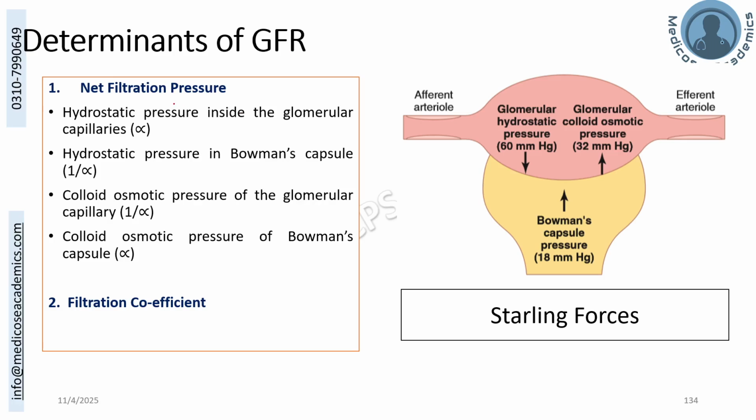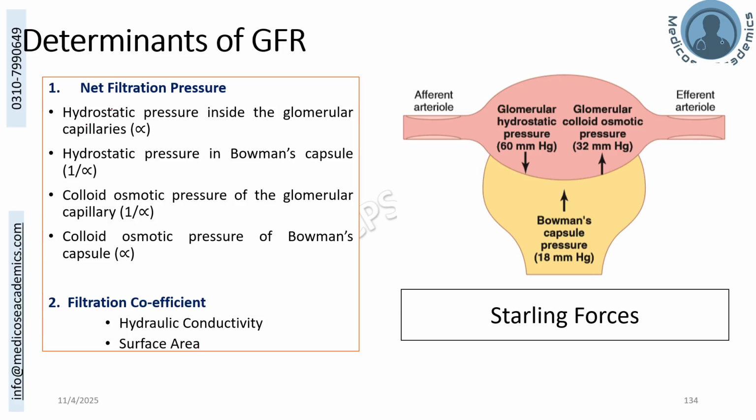Net filtration pressure is further dependent upon the four Starling forces: two hydrostatic pressures and two colloidosmotic pressures. In case of Bowman's capsule, we can label it as hydrostatic pressure and colloidosmotic pressure of Bowman's capsule rather than of the interstitium. Whereas the filtration coefficient is pertinent to the characteristics of the glomerular capillary, which correspond to the surface area and the hydraulic conductivity.